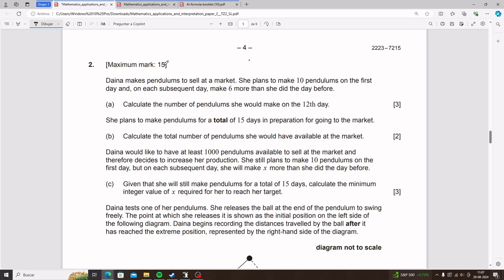Number 2 for paper 2, we have that Dinah makes pendulums to sell at a market. That is actually really cool. She plans to make 10 pendulums on the first day, and on each subsequent day, make 6 more than she did the day before. So she will be making 6 more than what she did the day before. And so for part A, we need to calculate the number of pendulums she would make on the 12th day.